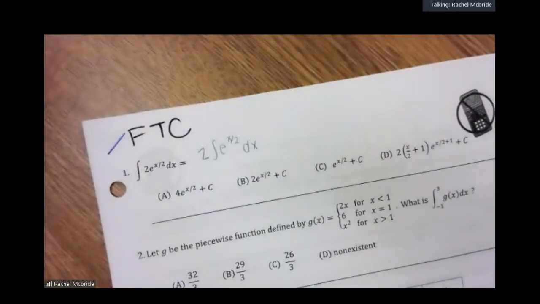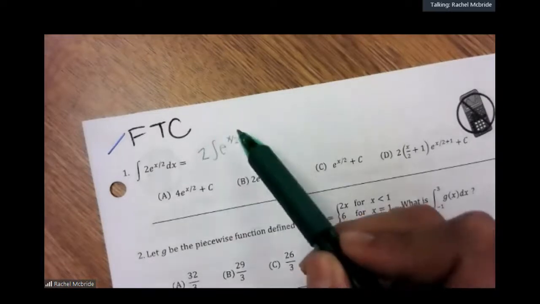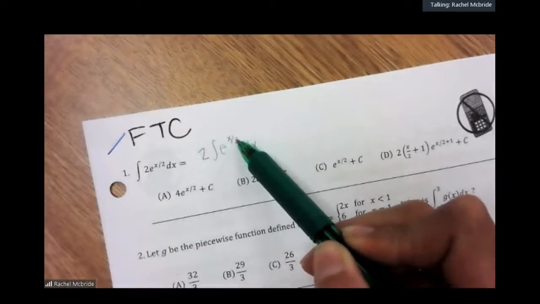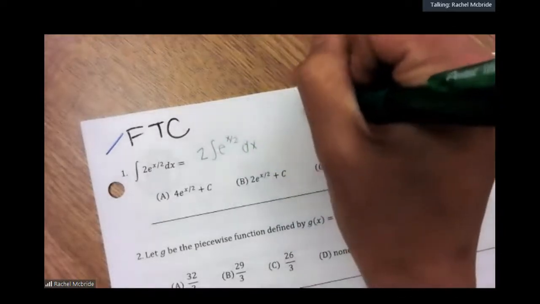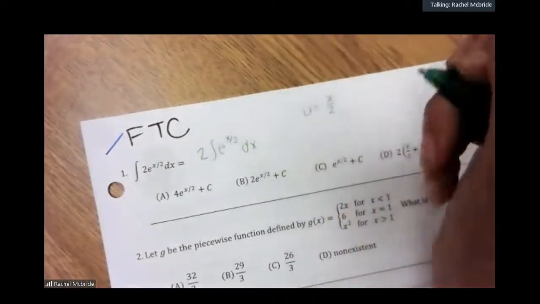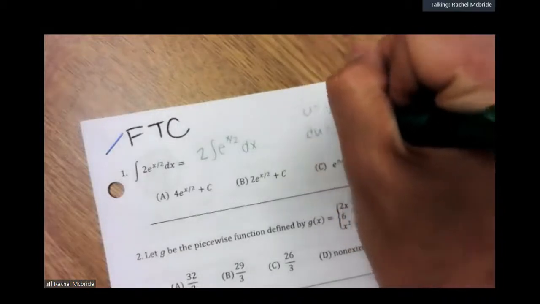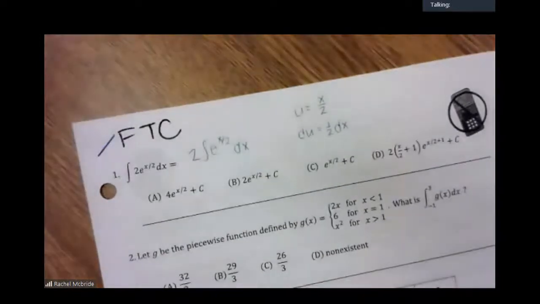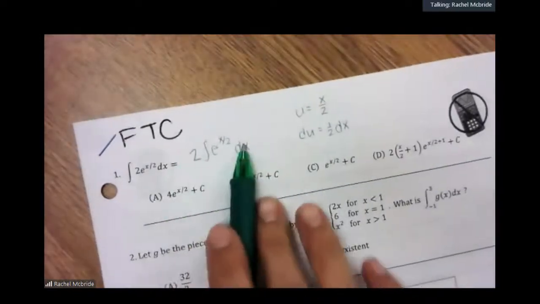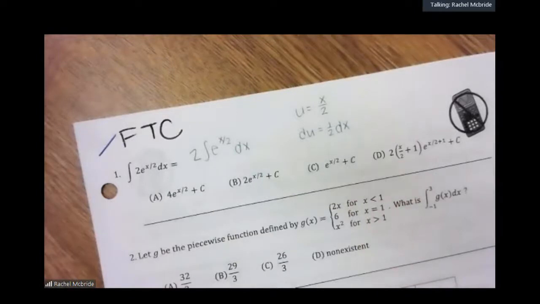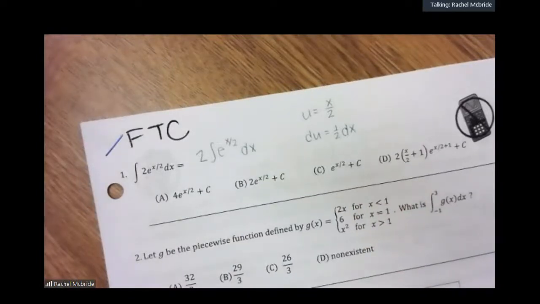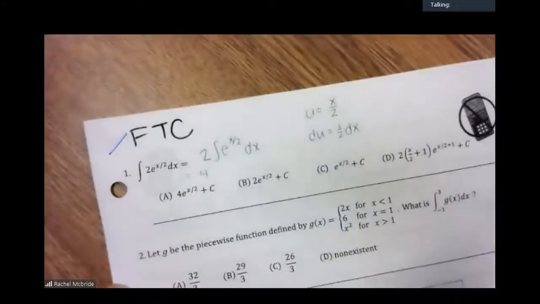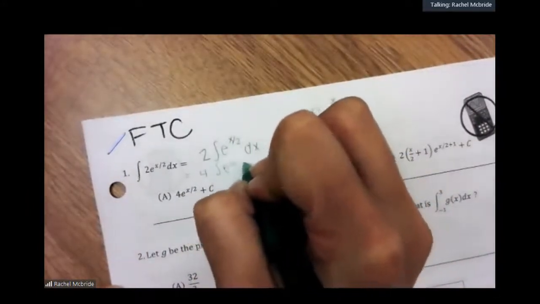So this is a u sub problem because you can't have x over 2 in there, because that's like a function to a function. So I would say u equals x over 2, du equals 1/2 dx. I don't have a 1/2 in my problem, so I'm going to multiply both sides by 2. So this is going to end up becoming 4 e to the u du.